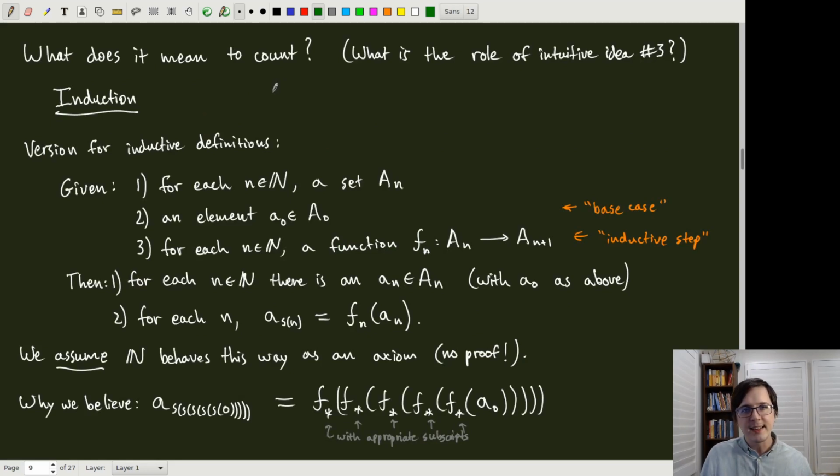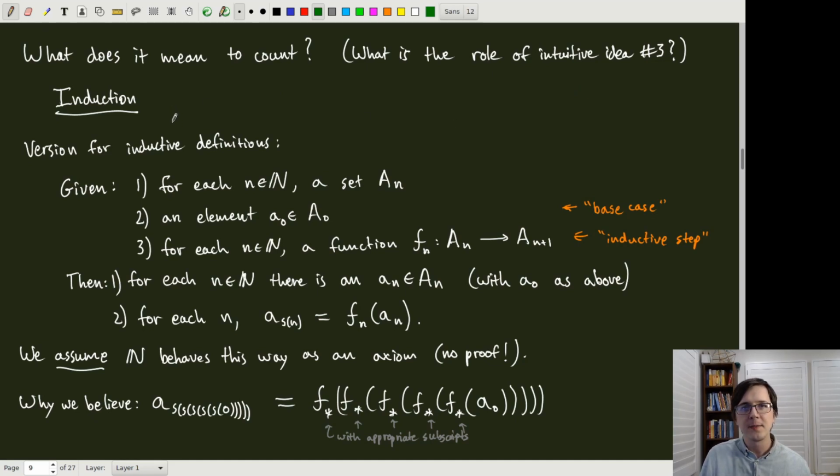which led us to the idea that every natural number ought to be representable as some finite sequence of successors of 0. So what is the role of intuitive idea number 3? Like, what does it actually mean to count? So one possible answer to this is induction.